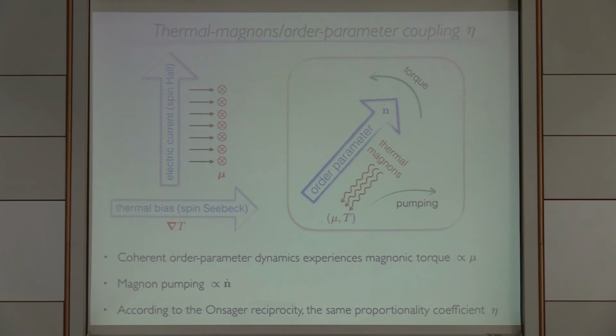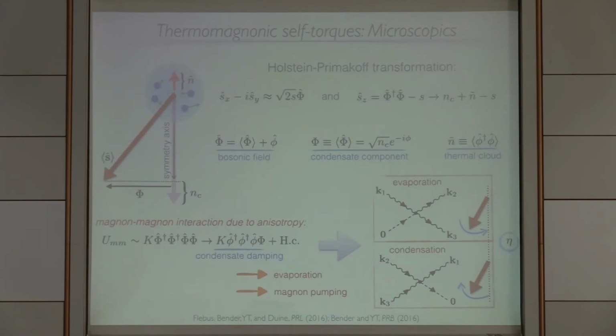We'll focus, of course, on the simplest case, which is the ferromagnetic. I have two slides, kind of technical slides. One is just to give you a flavor of the microscopics, based on which you could work everything out, and then phenomenology that folds everything into just one phenomenological parameter that describes both torque and the pumping. It is just one parameter because of Onsager reciprocity.